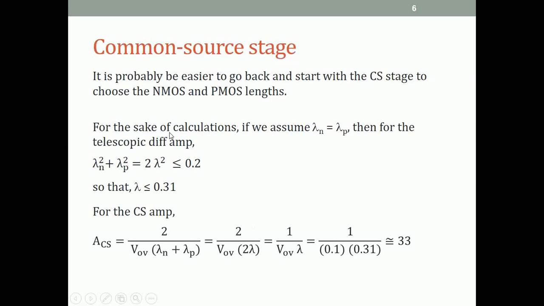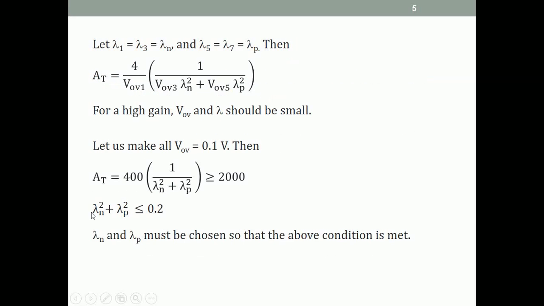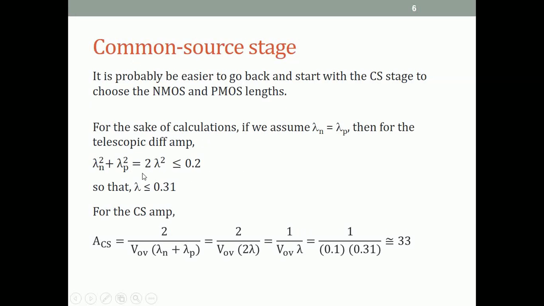And just to get a sense of the values, let us for the moment assume that lambda n and lambda p are equal. And so our condition, lambda n squared plus lambda p squared, which is equal to 2 lambda squared, should be less than or equal to 0.2. So lambda squared is less than or equal to 0.1. So lambda, the square root of 0.1, is about 0.31.